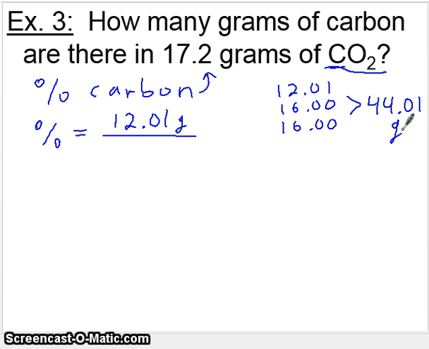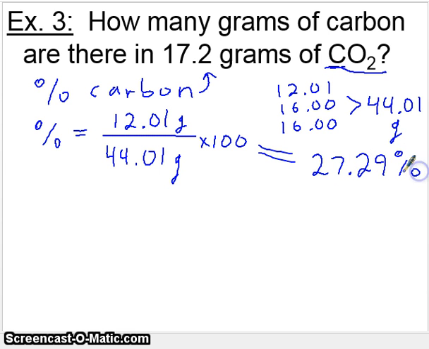And we'll do that on the bottom. So 44.01 goes on the bottom. And then don't forget to multiply by 100 and do this calculation. 12.01 divided by 44.01 times 100 gives you 27.29% carbon.